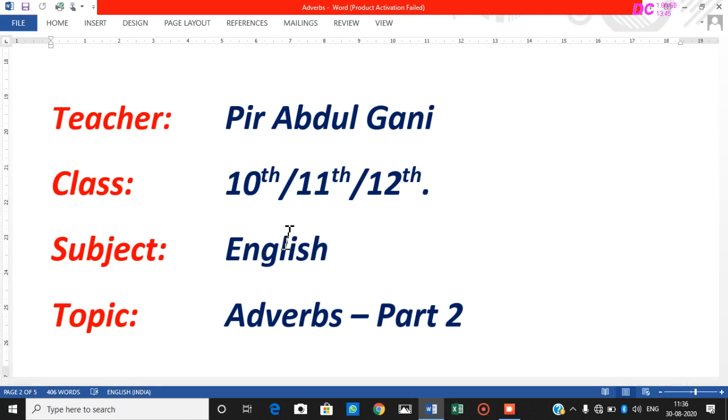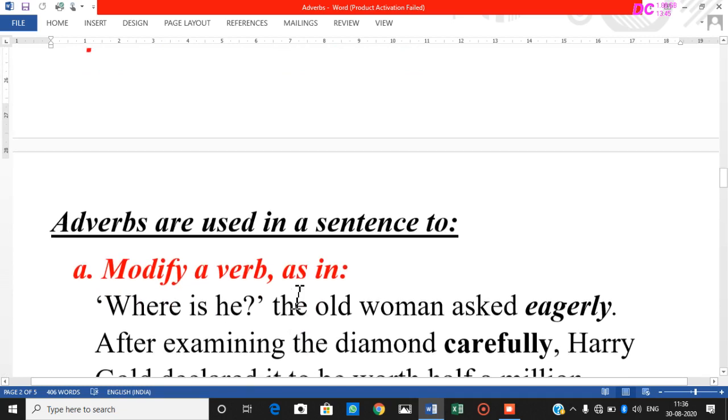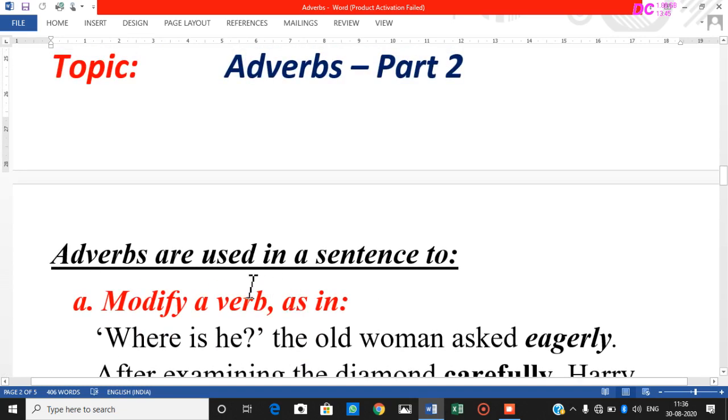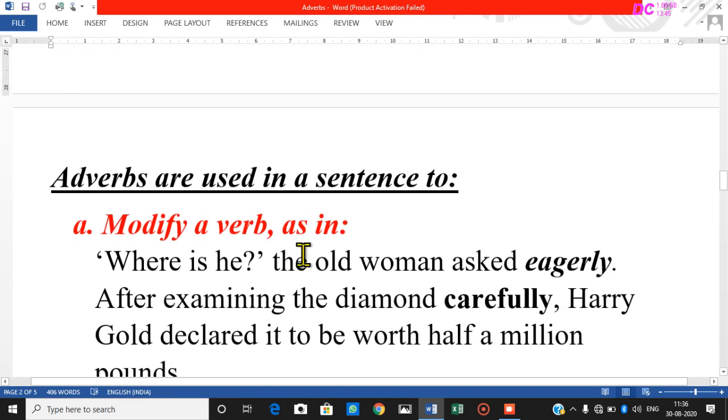I am going to teach you the second part of the topic adverbs. In the first part, I told you what an adverb means, and I gave you some examples also in the first video. What is the function of adverbs? I have already told you. Now let's have a look once again at what the adverb does. Adverbs are used in a sentence to do what? Some particular function is done by an adverb. So let us see in some examples here.